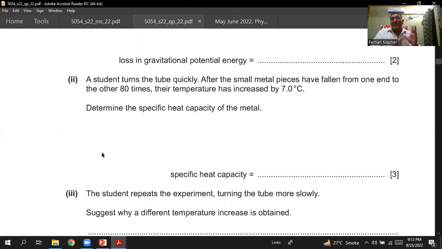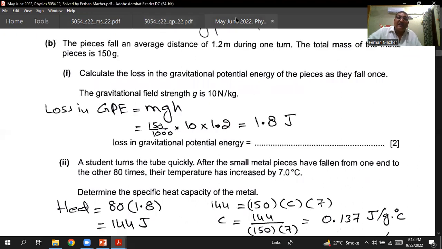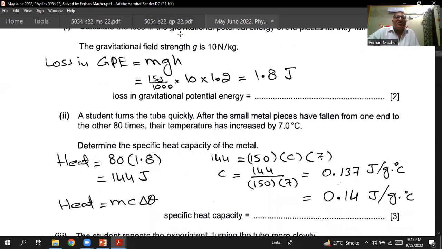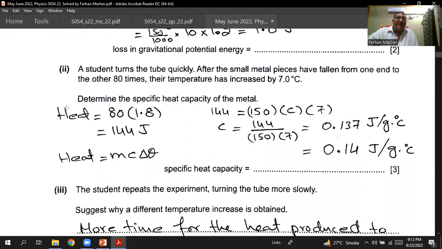Okay, so you have turned it 80 times. So when you turn it one time, the energy produced is 1.8 joules. So you multiply the 1.8 with 80 because you did it 80 times. So the total heat produced will be 144 joules.